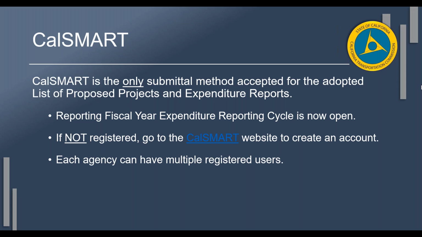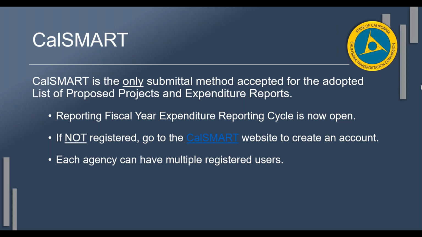If you are not registered and you're brand new to doing this, you're going to go to the CalSmart website to create an account. And if you haven't done this yet, please go into your GoToWebinar dashboard to the Handouts tab and download the handouts, because in your handouts version, you're going to see some of what we're going to be discussing in the live demonstration. You can also select the links that are embedded in here and it'll take you directly to the CalSmart website. So please go ahead and do that.